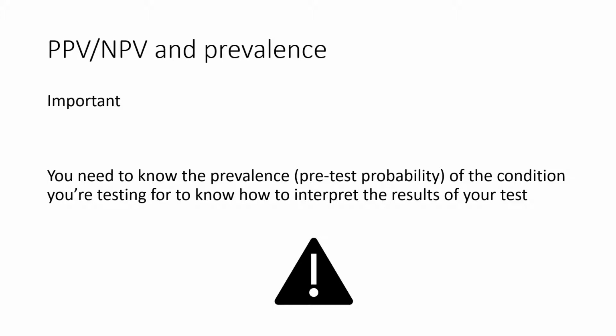So it's very, very important, looking at your predictive values, that you need to know the prevalence of a condition you're testing for, to know how to interpret the results of your test. And the prevalence is often referred to as pre-test probability.